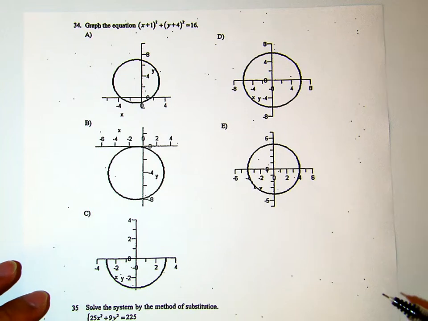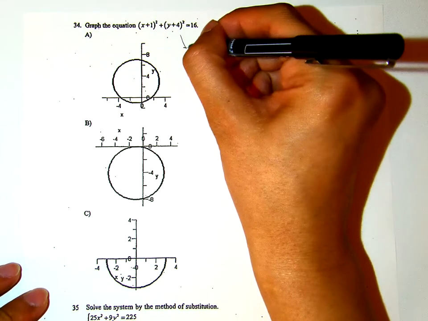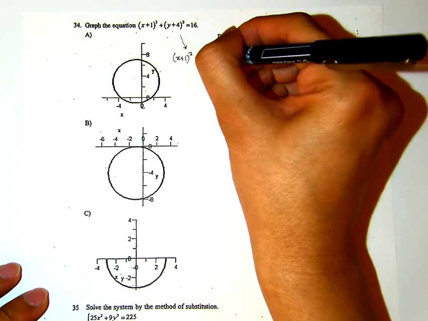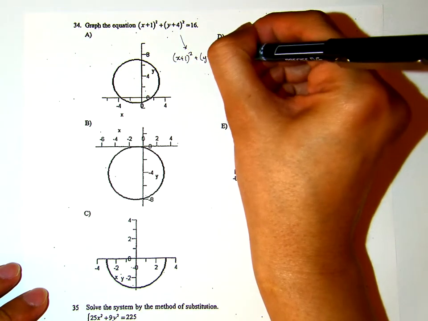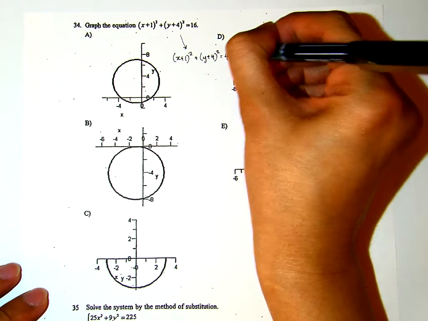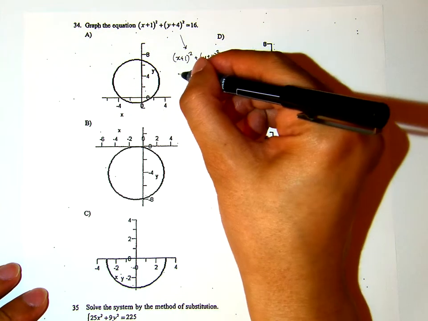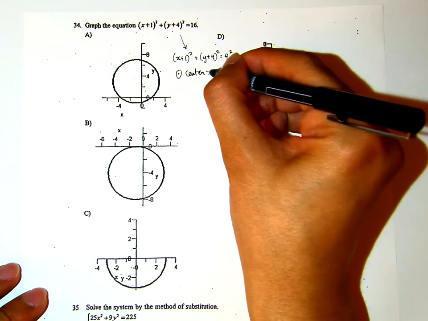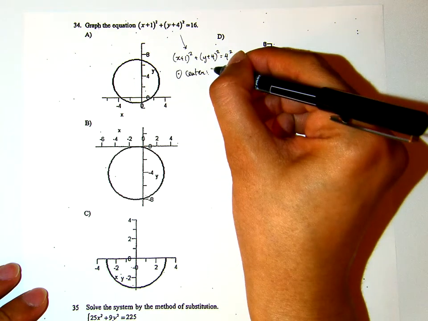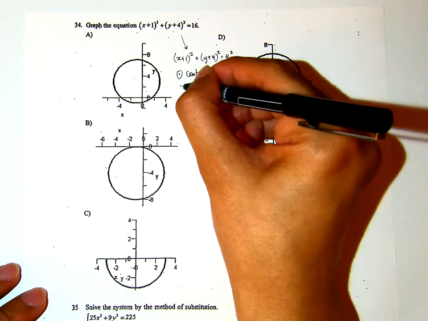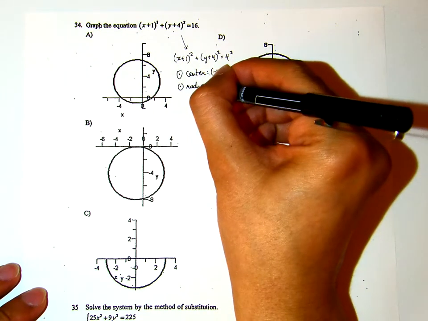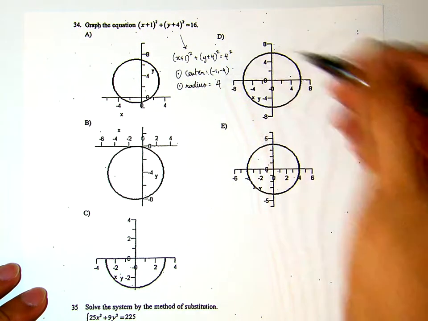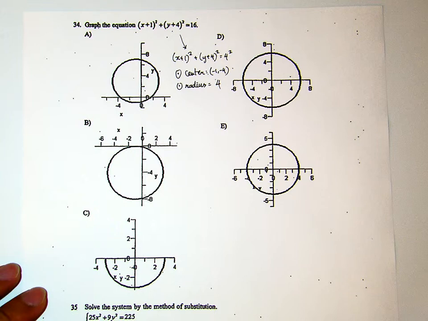We can rewrite it as (x + 1)² + (y + 4)² = 4², which implies, and we can see right away, that the center is (-1, -4) and the radius is 4, right?